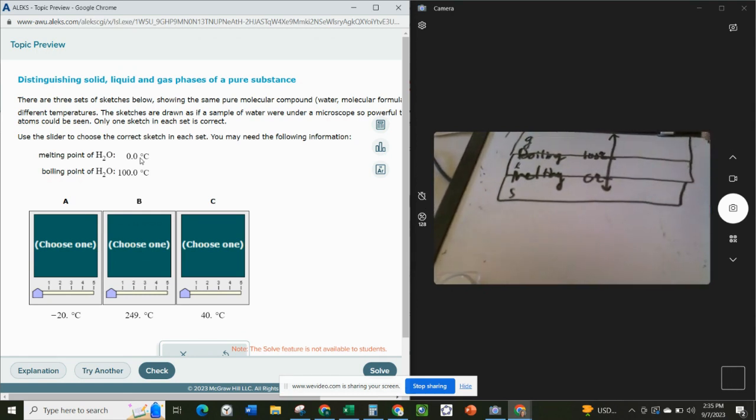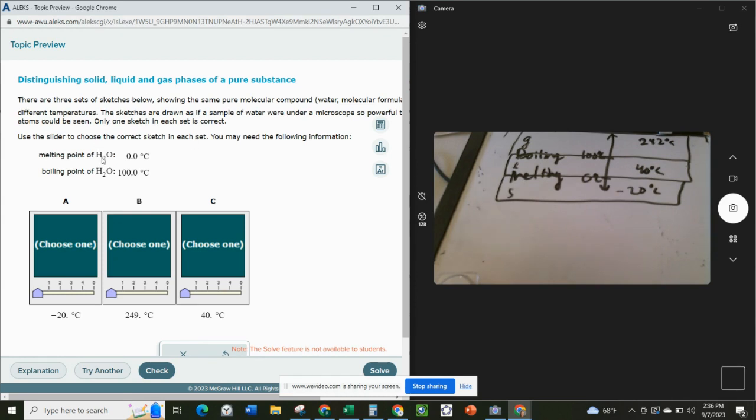So we just have to figure out, so negative 20 looks like it fits here. That's going to be a solid. The first one's going to be solid. 242 is really high. That's going to be a gas. So 242 degrees Celsius. And then 40 fits between these. So again, we have one of each. I don't know if it's always going to be like that.